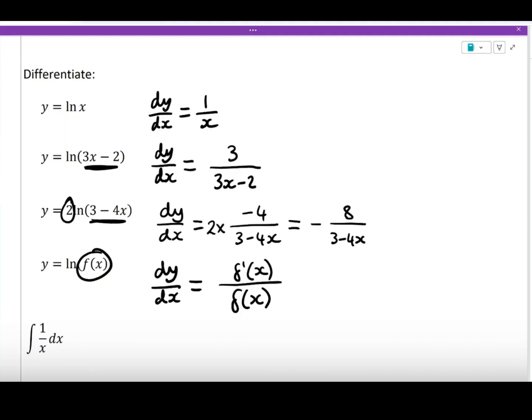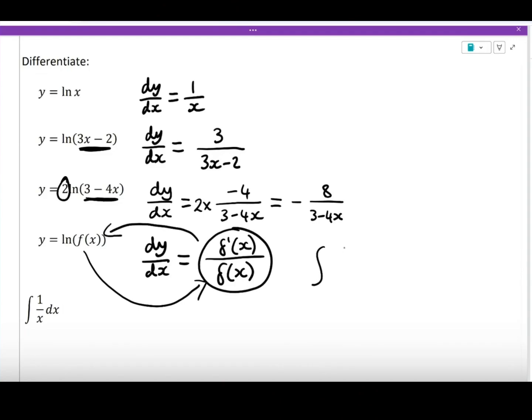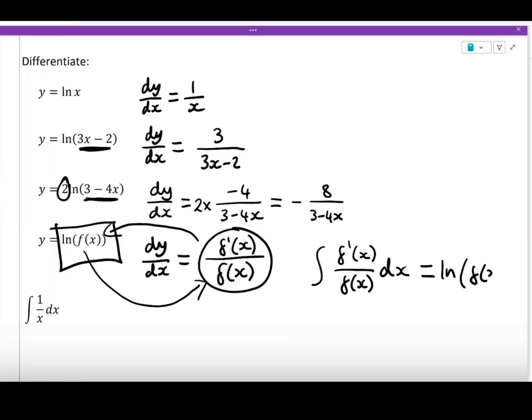Now let's start thinking about integrating, and let's use this generalization here to help come up with an integral. Because if I am differentiating going this way using the chain rule, going back the other way, I'm integrating using the reverse chain rule. Therefore, the integral of this fraction here, so the derivative of the function of x divided by the function of x with respect to x, should be equal to ln of f of x, like this. And this provides us with a standard result that we can use to integrate fractions.